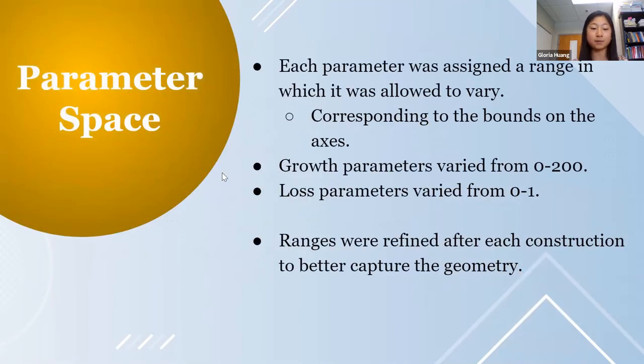So now we talk about parameter space. For each graph construction, each parameter was assigned a parameter space or range in which it was allowed to vary. Growth parameters were originally allowed to vary from 0 to 200, while loss parameters were able to vary from 0 to 1. This ensured the range did not affect the solutions to the differential equations. And after each construction, the parameter was refined in predetermined increments of about 10 for growth parameters and 0.05 for loss parameters to better capture the unique geometry of each combination and patient.